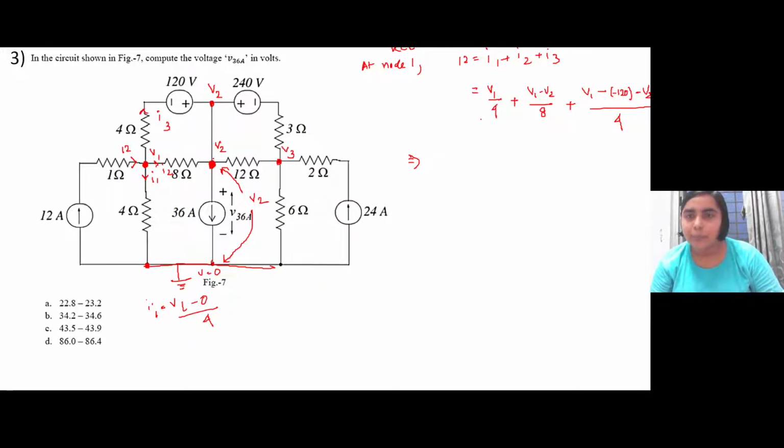Let's just write it out then, since this is the first problem. You take the LCM of all the three, which is 8. So it is 2V1 plus V1 minus V2 plus V1 minus V2. Let's take out this 120, since this is a constant term. So it will be plus 120 by 4, which is 30, equal to 12.